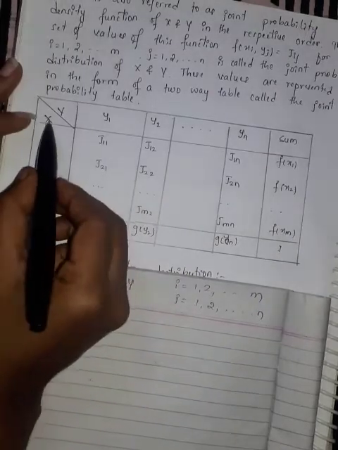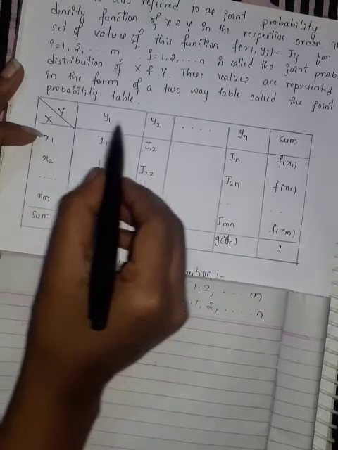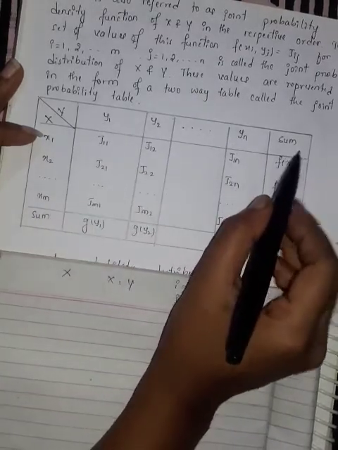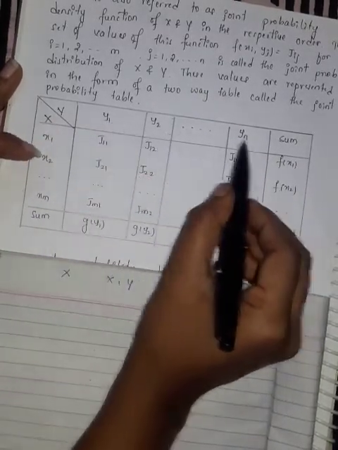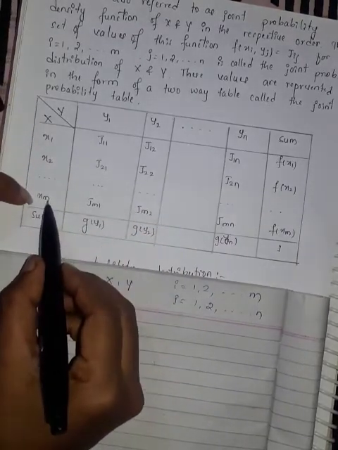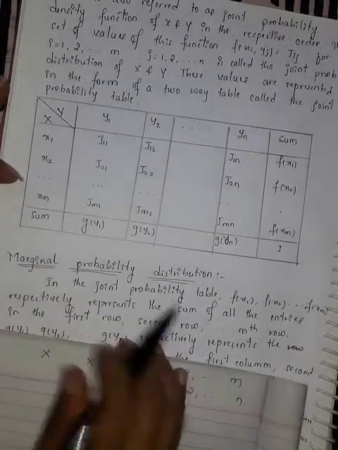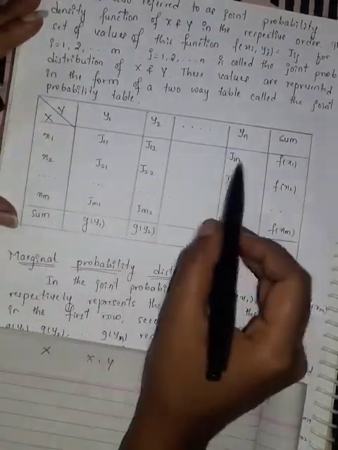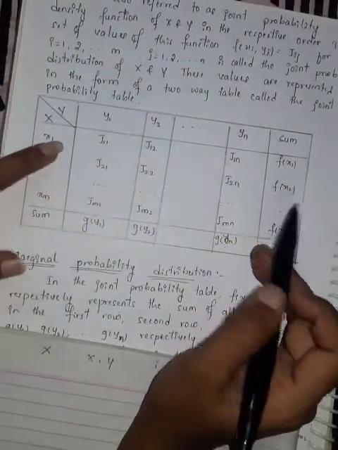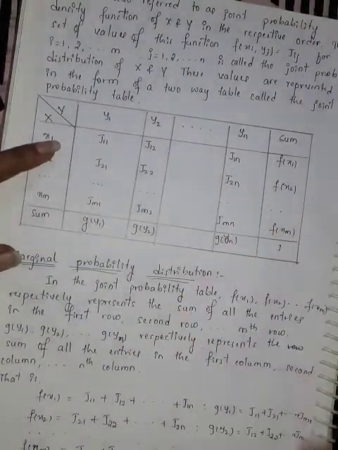Here x gives the values in terms of rows and y gives the values in terms of columns, that is y1, y2 up to yn, and x is x1, x2 up to xm. So this is our joint probability table. J11, J12, all these values are obtained by multiplying the respective entries.